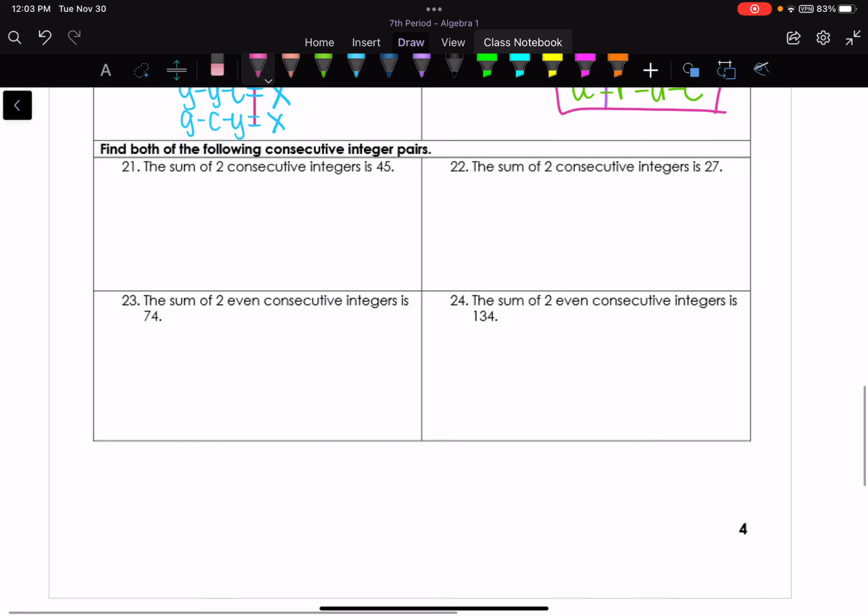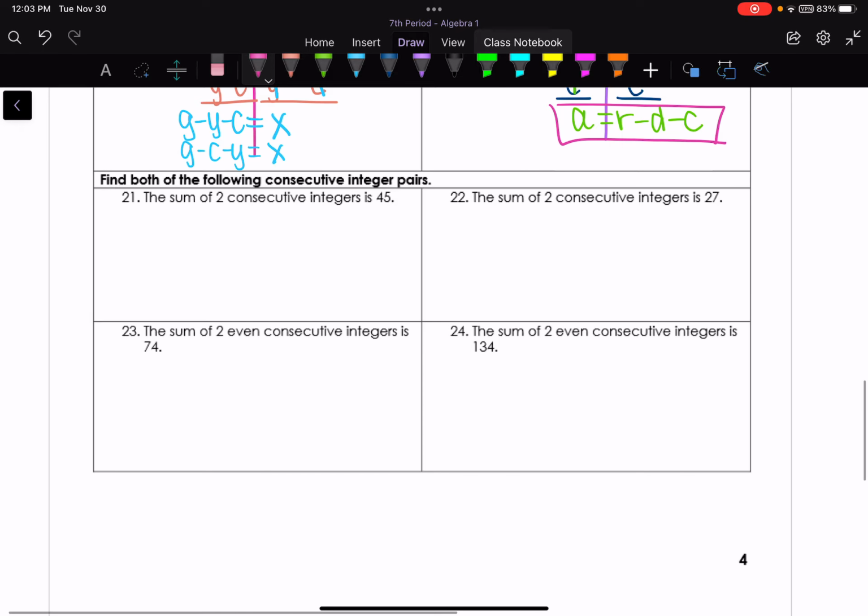All right, the last couple that we have for today is going to be finding the consecutive integer pairs. So for number 21, we have the sum of two consecutive integers is 45. So two consecutive integers, that could be something like 2 and 3 or 19 and 20. Okay, but we've got to find the sum of two consecutive integers.